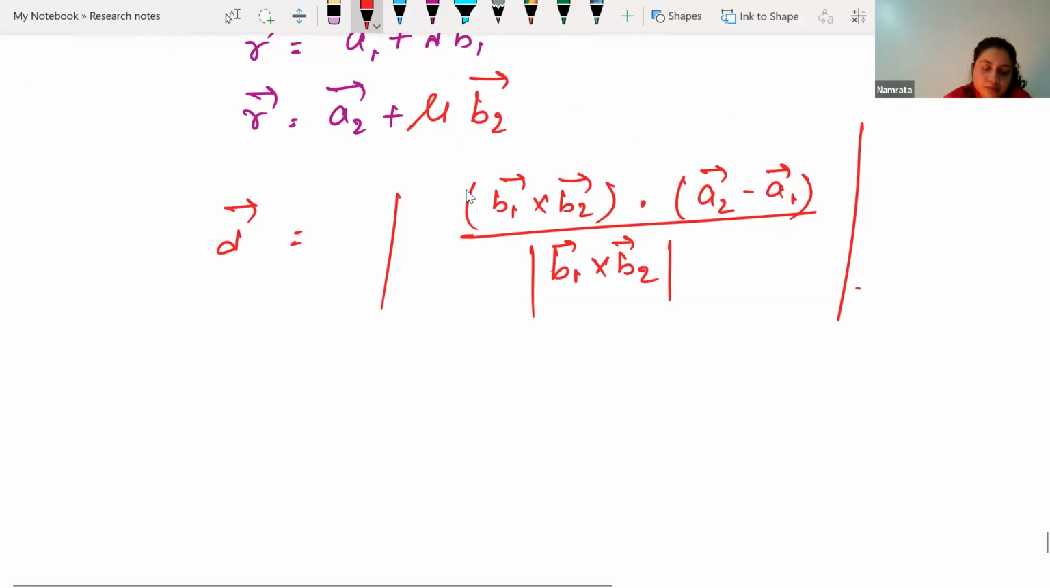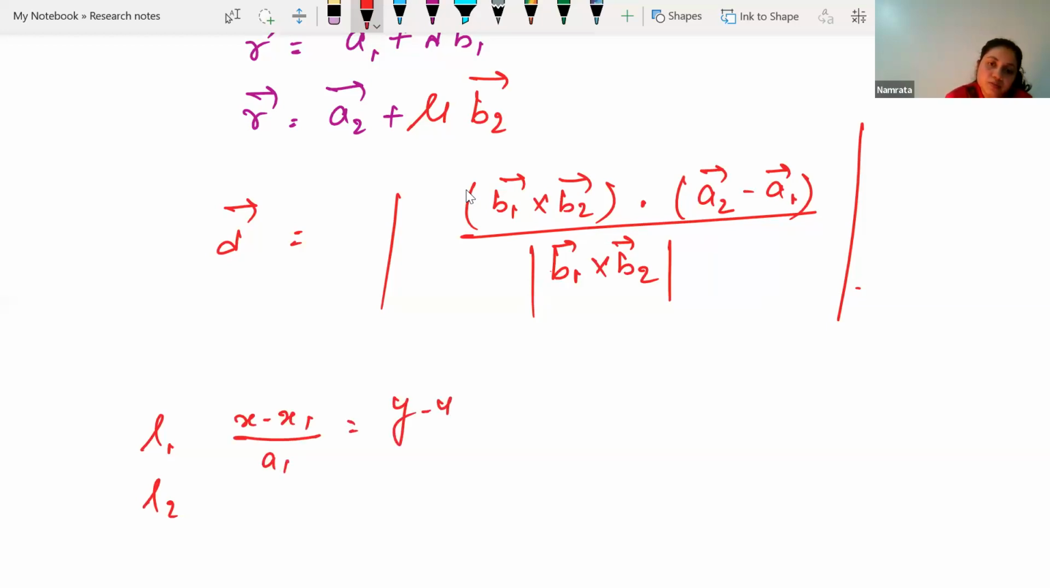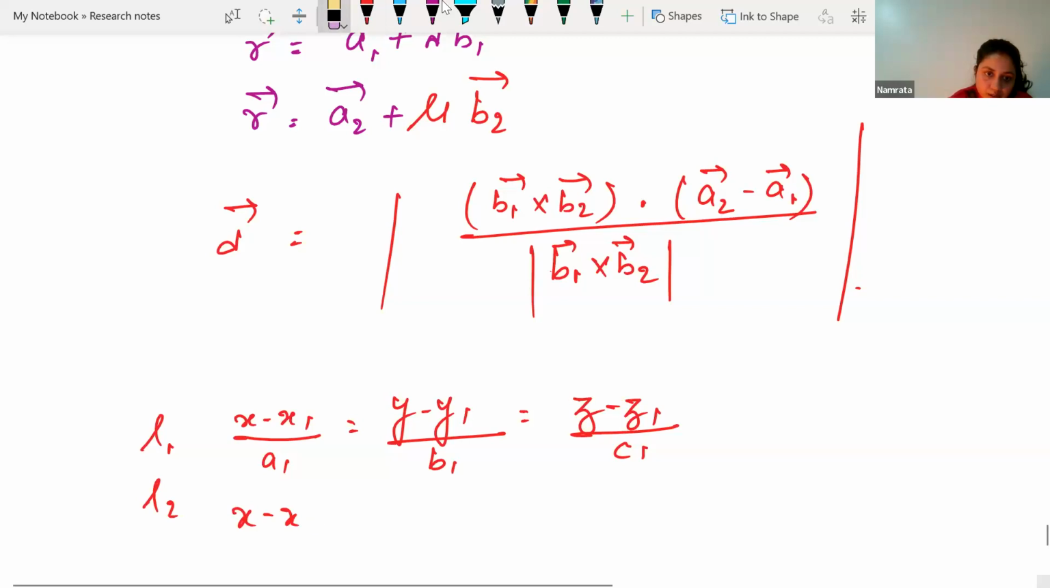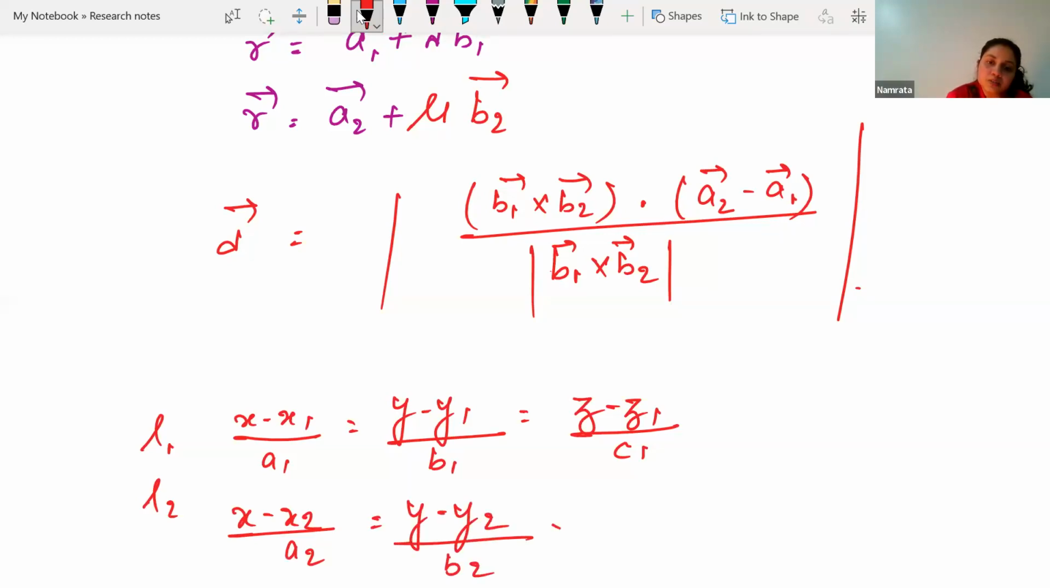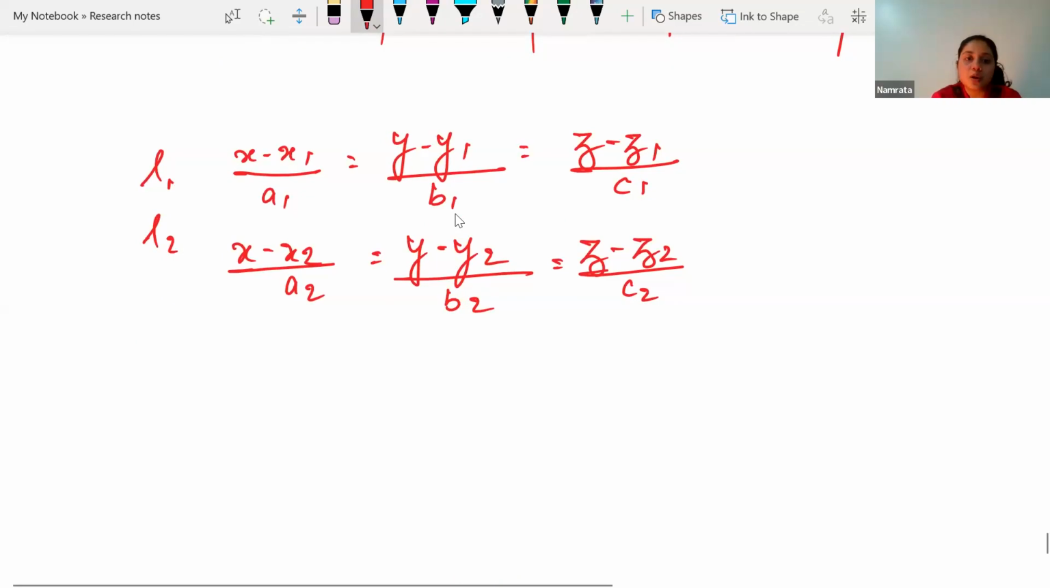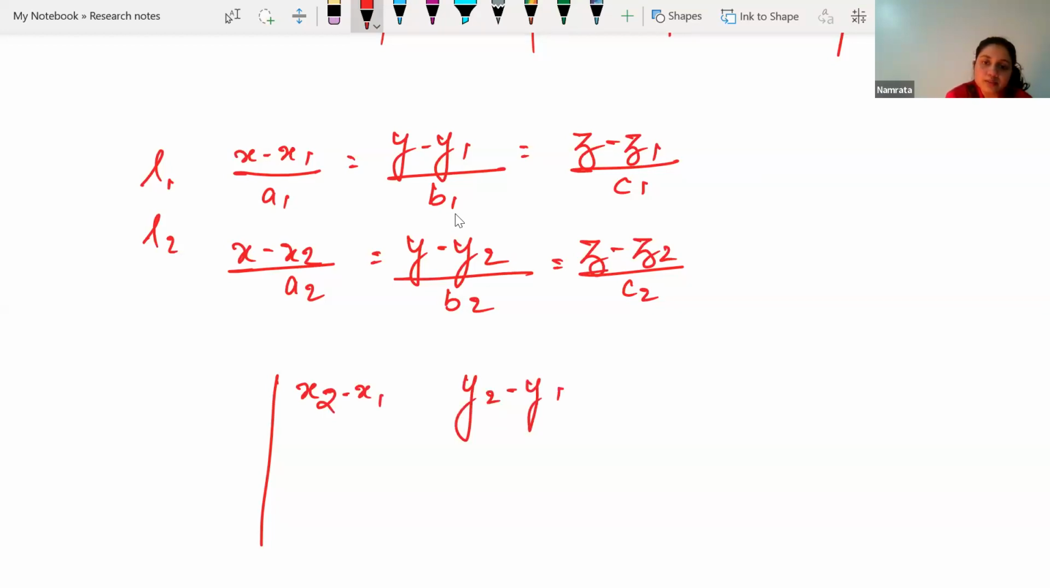In Cartesian form, when the equations of lines L1 and L2 are (x minus x1) over a1 equals (y minus y1) over b1 equals (z minus z1) over c1, and L2 is (x minus x2) over a2 equals (y minus y2) over b2 equals (z minus z2) over c2, these being the same skew lines, then the shortest distance between both lines will be given by the determinant with rows x2 minus x1, y2 minus y1, z2 minus z1, then a1, b1, c1, and a2, b2, c2.